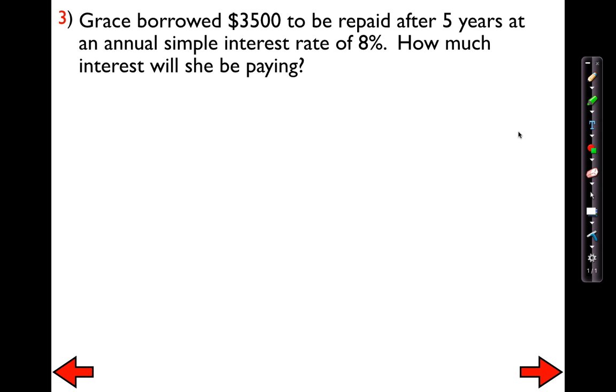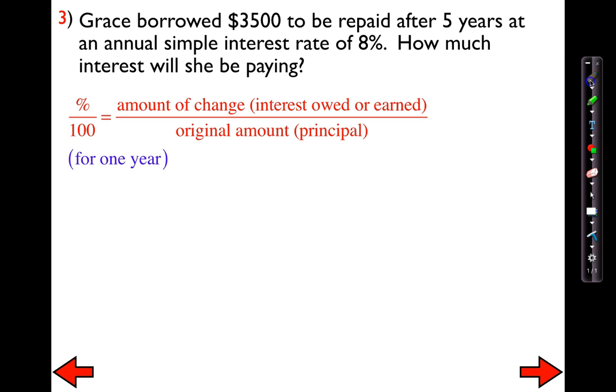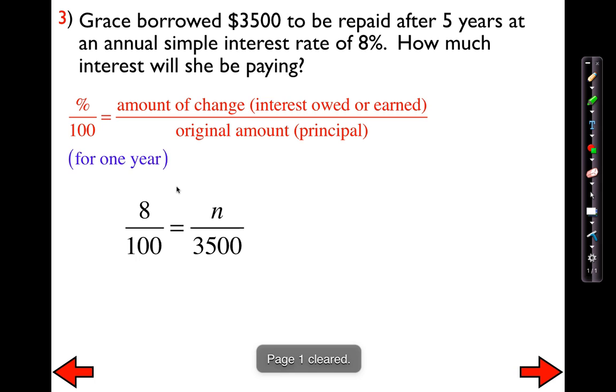So for number 3, it says Grace borrowed $3,500 to be repaid after 5 years at an annual simple interest rate of 8%. How much interest will she be paying? So again, we can set it up as a proportion. In this case, we would go ahead and write 8% over 100. The amount of change, which is the interest, I don't know, so I'm going to call that N. But I do know the original amount, which is the principal, so that's going to be the $3,500 that Grace borrowed. So this is how you would set it up as a proportion, but once again, hopefully you know that my stress is going to be more on the equation.